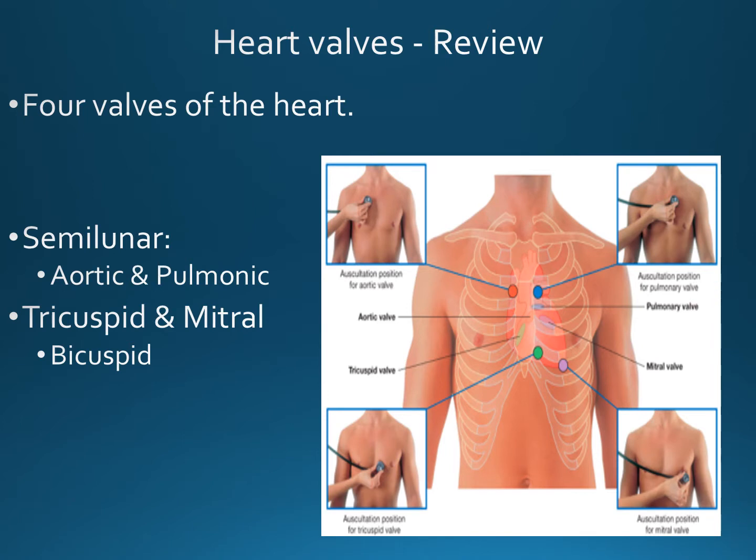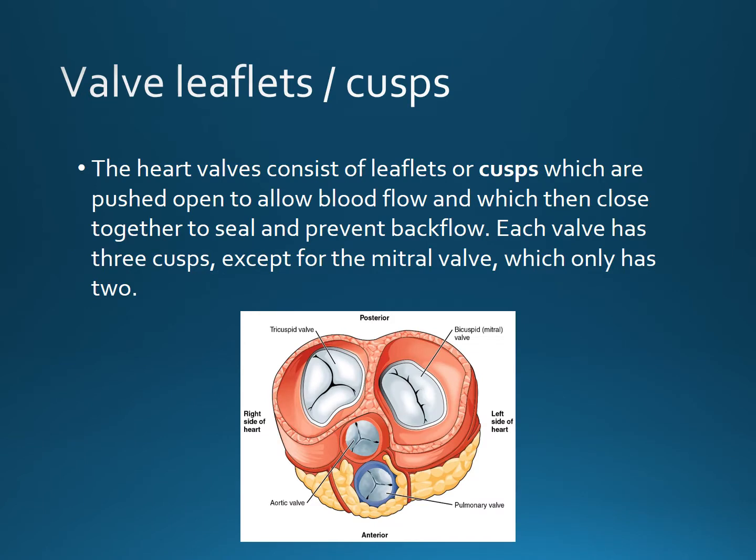This diagram shows where we auscultate to best hear the valves close, but also shows where the valves are anatomically. Remember that the mitral valve is at the 5th intercostal space midclavicular line slightly medially and is also called the bicuspid valve. The heart valves consist of leaflets or cusps, which are pushed open to allow blood flow and which then close together to seal and prevent any backflow. Each valve has 3 cusps except for the mitral valve, which only has 2, and that is why it is called the bicuspid.